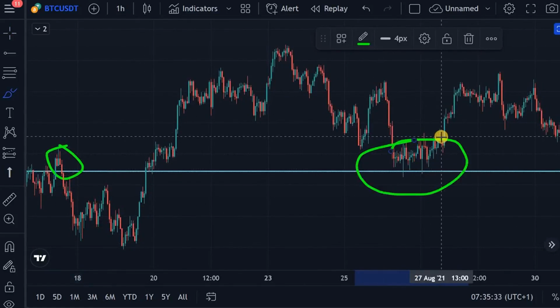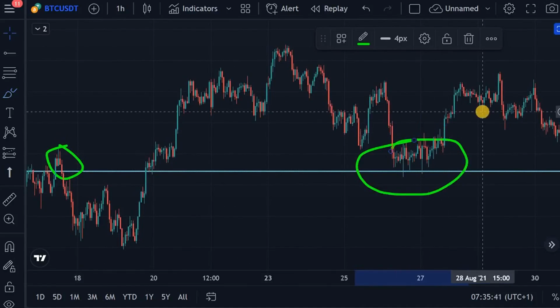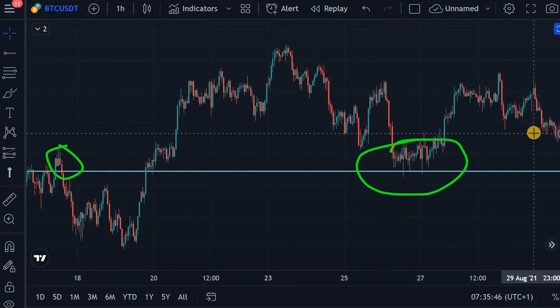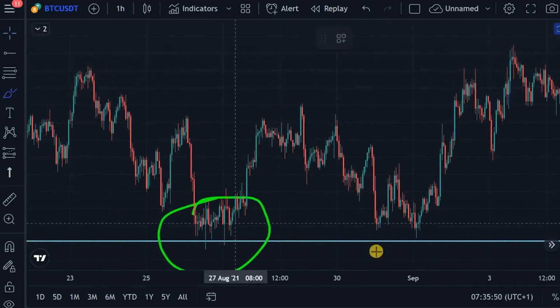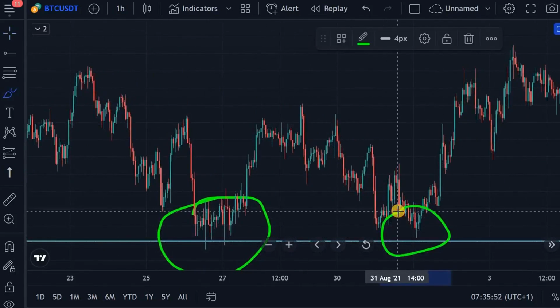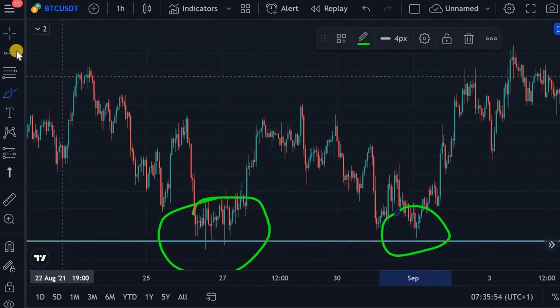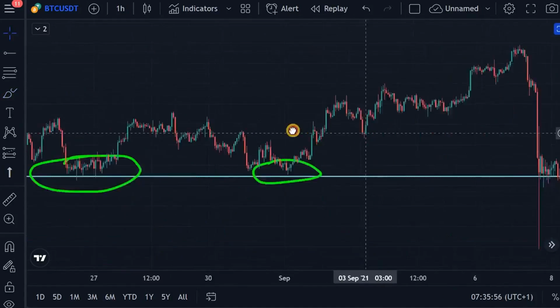The line that was a previous resistance is now acting as support in the price chart. So this is basically how previous resistance can turn into support, and if I go forward in price, you can see that this line continues to act as support in the price chart. Now let's continue to go forward.